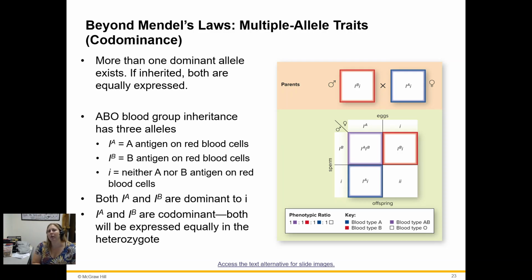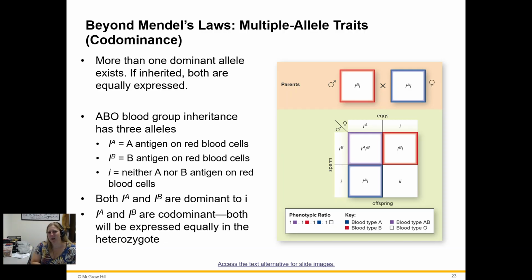And this is when more than one dominant allele exists in that population, and both can be equally expressed if they are inherited. The classic example of this is the ABO blood typing in humans. I like this genetics section because I get to talk about how I'm an example of all of these things. So I have an AB blood type.